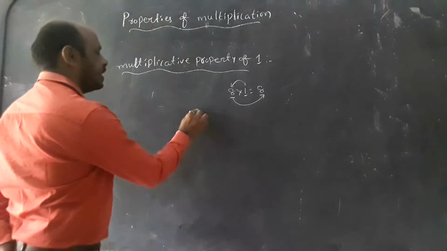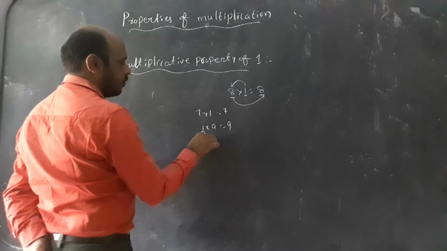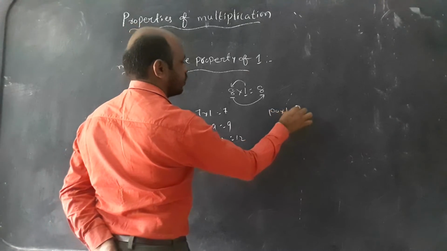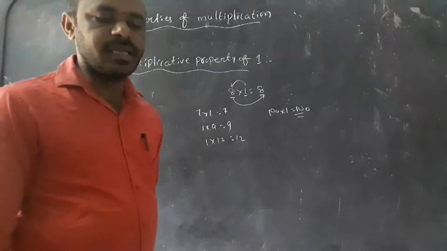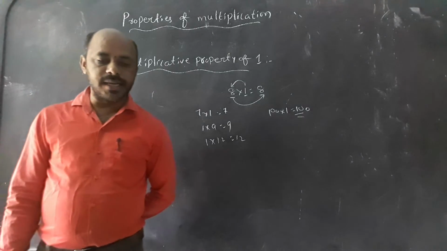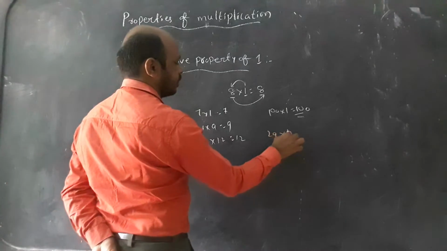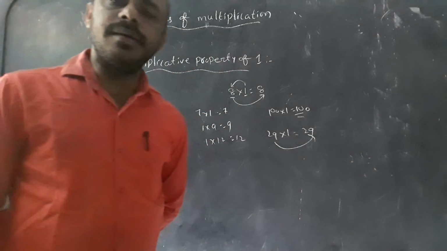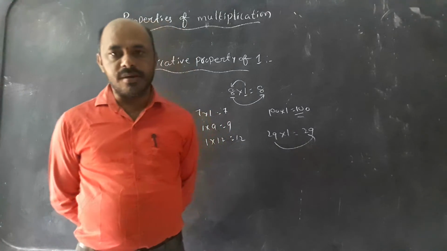One more example, see children, 7 into 1 is 7, 1 into 9 is equal to 9, 1 into 12 is equal to 12, 100 into 1 is equal to 100. Whenever we multiply by 1, we get the same product. We call this the multiplicative property of 1. Any number you can take. See here, 29 into 1, we get 29 only. The same number. Whatever multiplicand we take, the product is also the same.